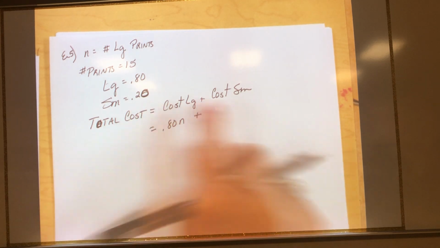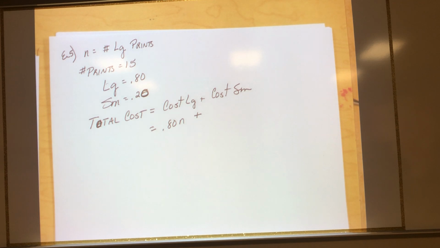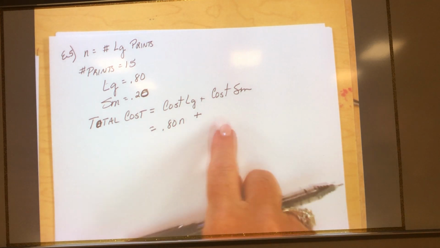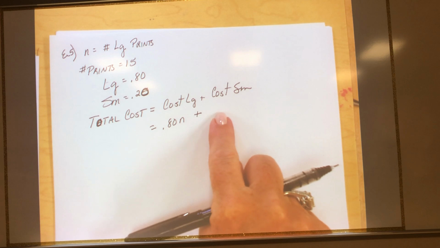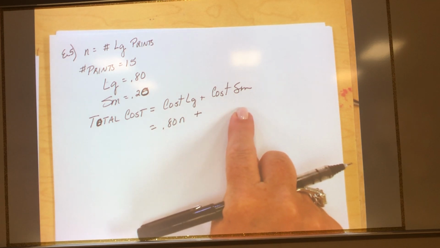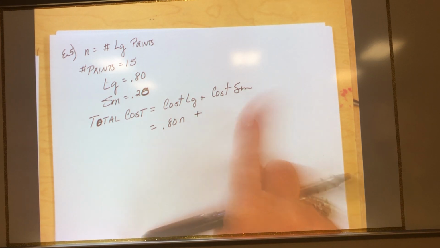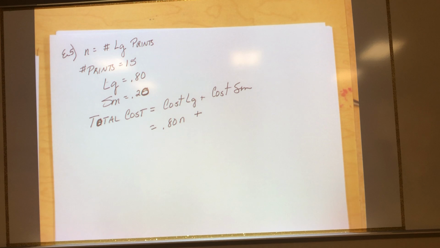All right, so each small one costs 20 cents. How many small ones are we doing? No, that's the large ones. We don't know yet. We need a new variable. Okay, Cole, that's what a lot of kids say, right? If I put 0.20M here, with M being the small ones, could you solve that? No, because you can't solve one equation with two unknowns. So that's a problem. We've got to fix it.